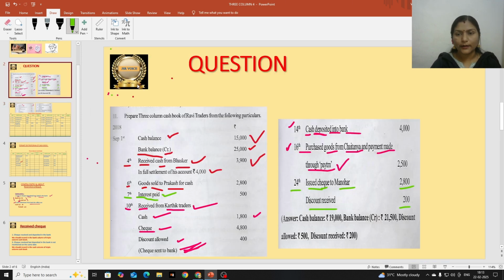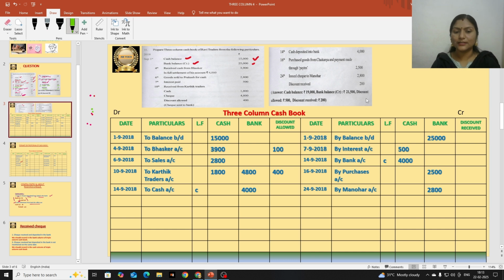So we recorded all transactions. All transactions we entered in the 3-column cash book. And our next step is balancing the account. We have to balance this 3-column cash book now. Okay, how to balance this account? Let us check it now.